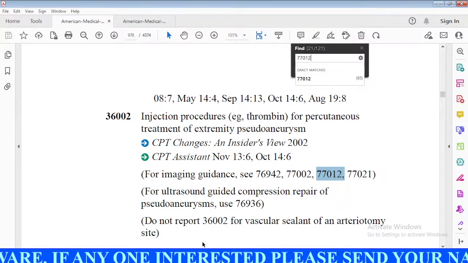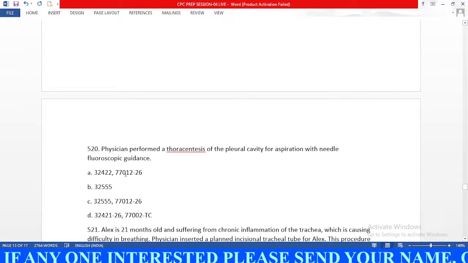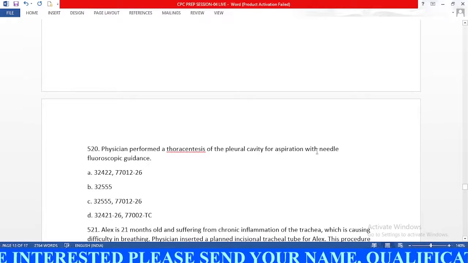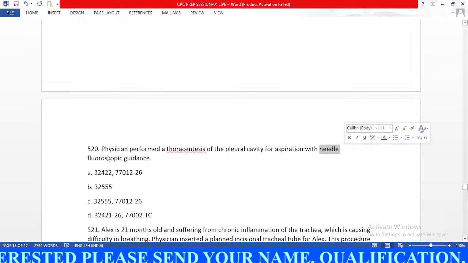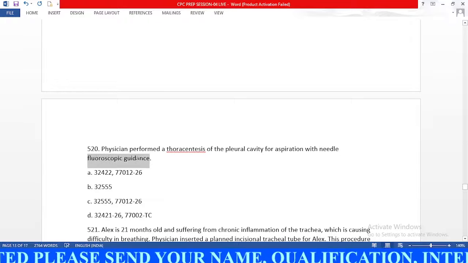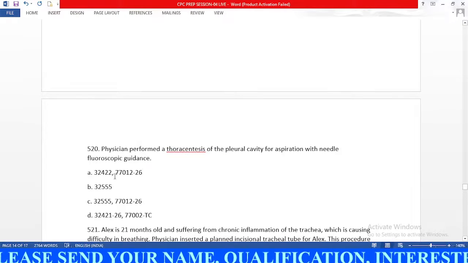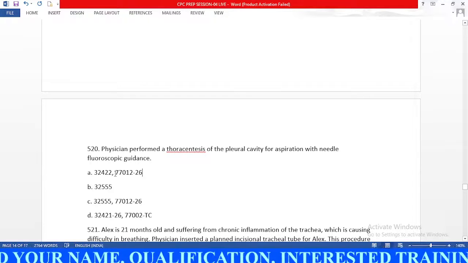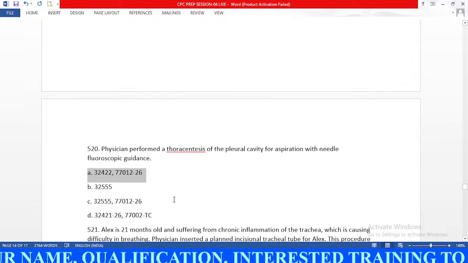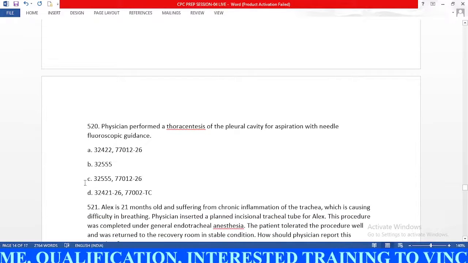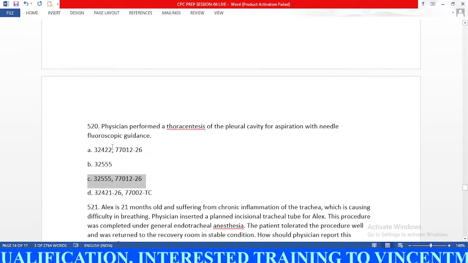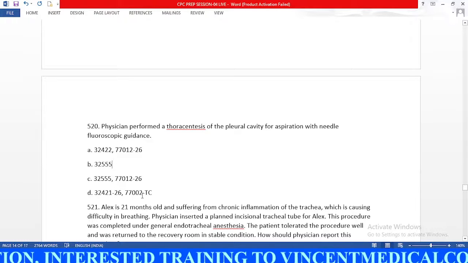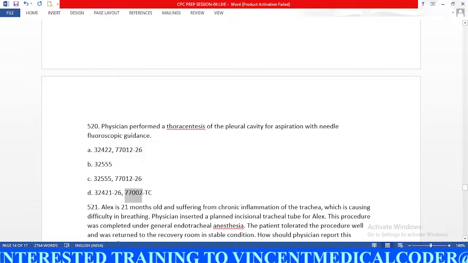It is CT guidance. Okay? Ours is fluoroscopic guidance. Here your keywords are thoracentesis and aspiration with needle. Needle is also one keyword, and mainly fluoroscopic guidance is the keyword. So 77012 is CT guidance, so instantly we can eliminate this answer. Next one, we can eliminate this also. Why? Because we have fluoroscopic guidance. If we check 77002, that is fluoroscopic guidance.